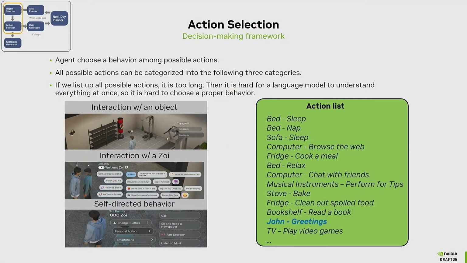So let's start with action selection agents. These agents choose a behavior among possible actions. All possible actions can be categorized into the following 3 categories. First, interaction with an object. And second, interaction with other Joy. And last, self-directed behavior, such as fart secretly. And if we list up all the possible actions, then it is too long. Then it is hard for our language model to understand everything at once. So it's hard for a large language model to choose a proper behavior if we list up all actions in that way.